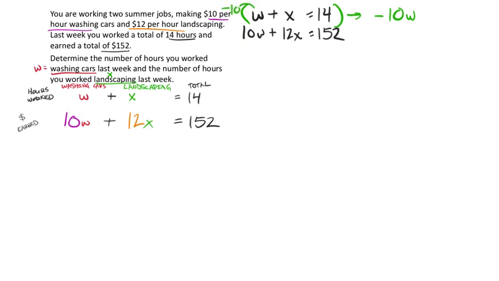So negative 10 times W, that is the negative 10W. Negative 10 times the 1X would be negative 10X. And then negative 10 times 14 would be negative 140. Fairly easy multiplication, but you can use a calculator for it if you need to. The second equation we're not going to do anything with because I've got my W coefficients as opposites. So that's 10W plus 12X equals 152. And with this, I'm now ready to eliminate the W's.